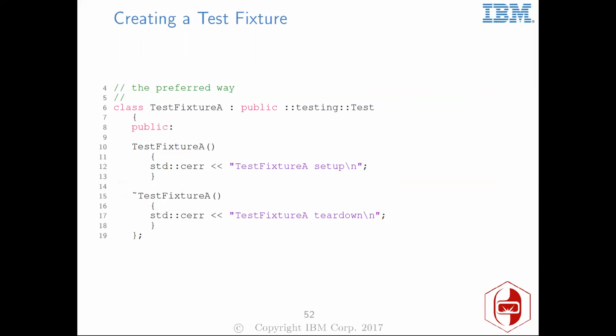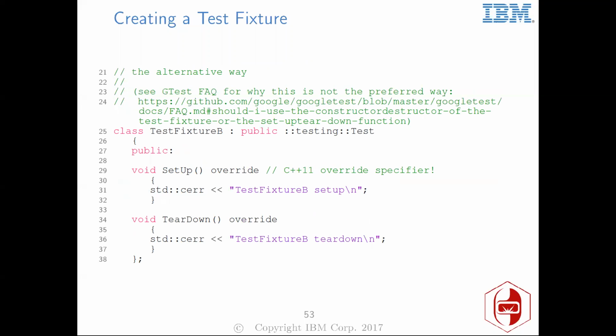And this is not the only way we can define a test fixture. There's an alternative, less preferred way, which is to still inherit from the testing::Test class, which is Google Test's base test fixture. And instead we override the setup and teardown functions. In this case, I am using the C++11 override specifier. You could also just specify these functions as virtual. I will refer you to Google Test documentation for why this is not the preferred way.